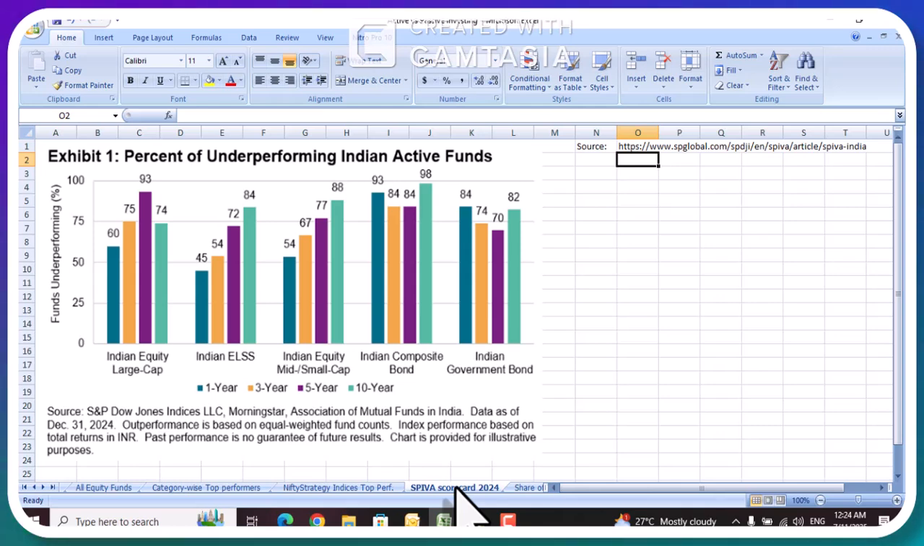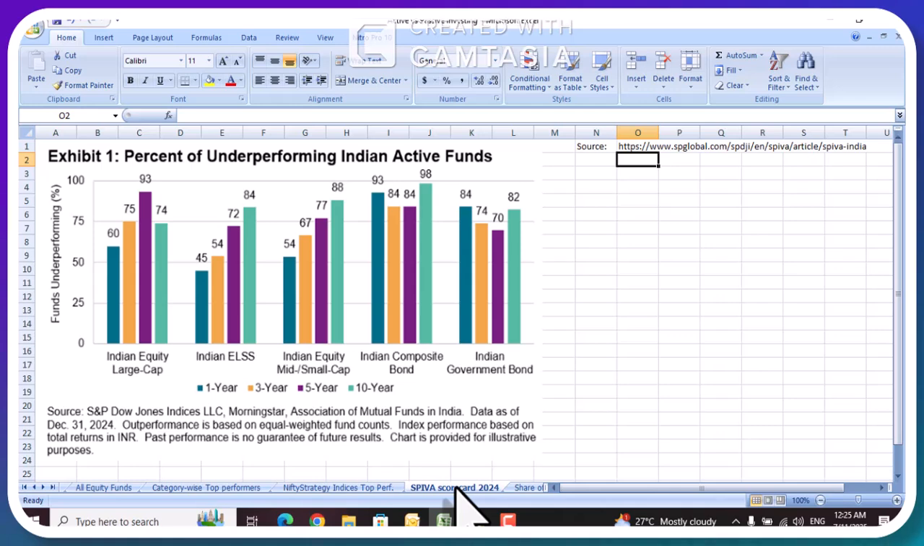All right, the rest of them are for bonds. I'm not going to discuss the fixed income funds. Let's discuss the equity segment only. Again, the source of this report is here in this Excel.